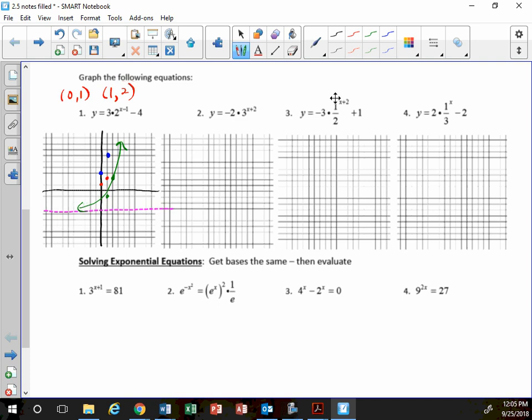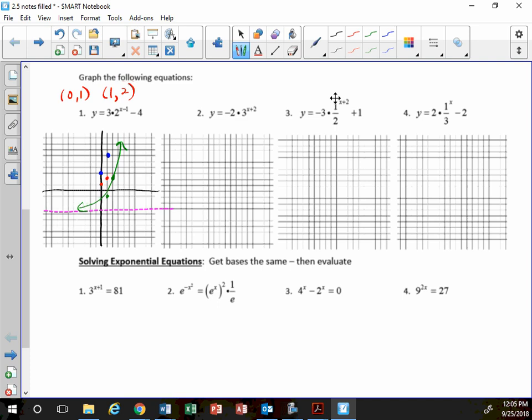I missed a point. Hopefully you draw better than I drew. So as long as it approaches your asymptote, correct general shape, and you've moved those 2 points appropriately, that's all I need to see on your graph. Okay? So multiply it first, then do your shifting.